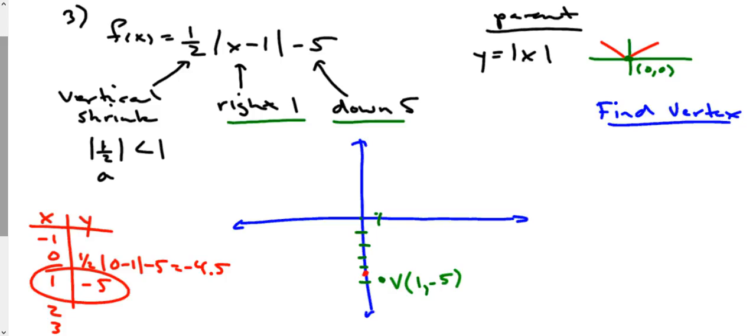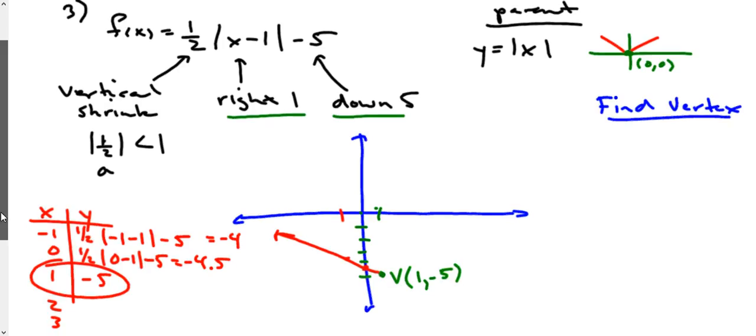And then we can go to -1. We have 1/2 times the absolute value of -1 minus 1, minus 5. -1 minus 1 is -2, and the absolute value is 2. 2 times 1/2 is 1, and this is going to turn to -4, so it will be right there. Connect the dots. And you can see that the absolute value graph is going to be a lot flatter than the parent function.